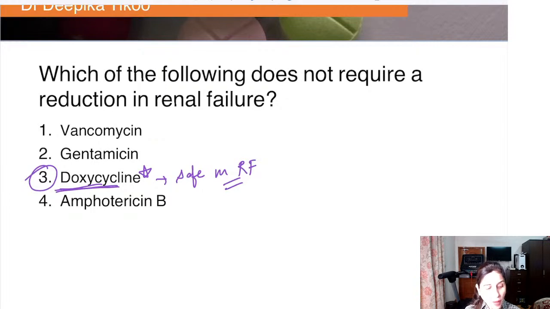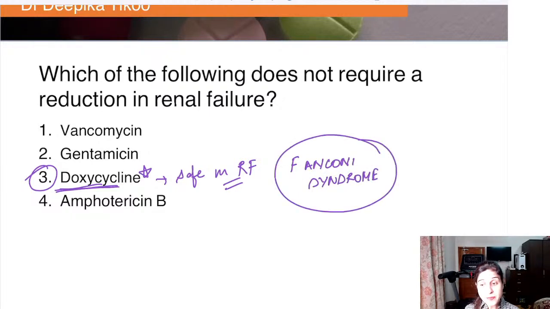What is the problem caused with the expired tetracycline? They cause a condition which is called Fanconi syndrome. This is with the expired tetracyclines. But doxycycline is the exception. Otherwise, vancomycin, gentamicin, the aminoglycosides are very, very nephrotoxic. So is vancomycin and even amphotericin. All of these drugs require a reduction in renal failure.